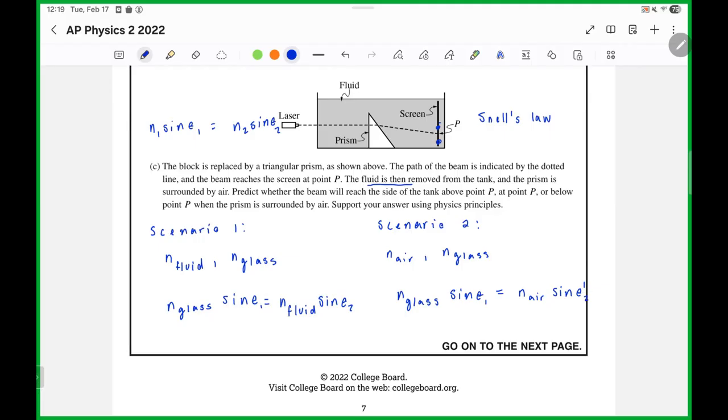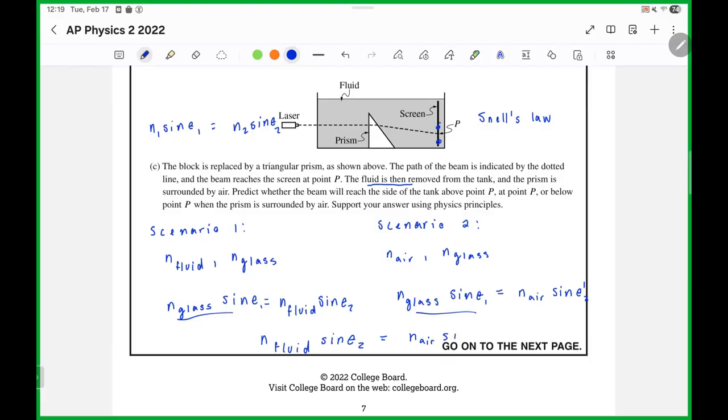And so now this becomes a very simple question. Our question is whether theta 2 prime is greater than theta 2. If it is, then we know we'll be below point P. If it's less than theta 2, we'll be above point P. And so that just means we know that our initial scenario is the same. So n glass sine theta 1 appears in both our equations. I'll go ahead and equate n fluid sine theta 2 is equal to n air sine theta 2 prime.